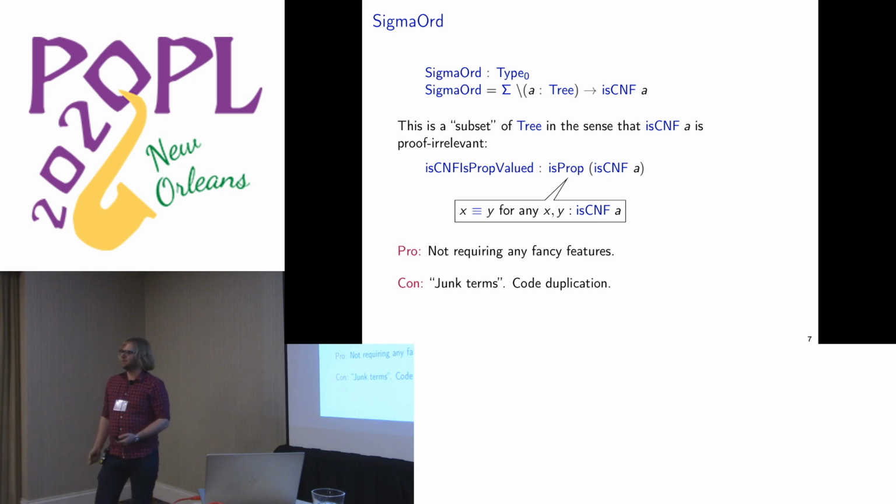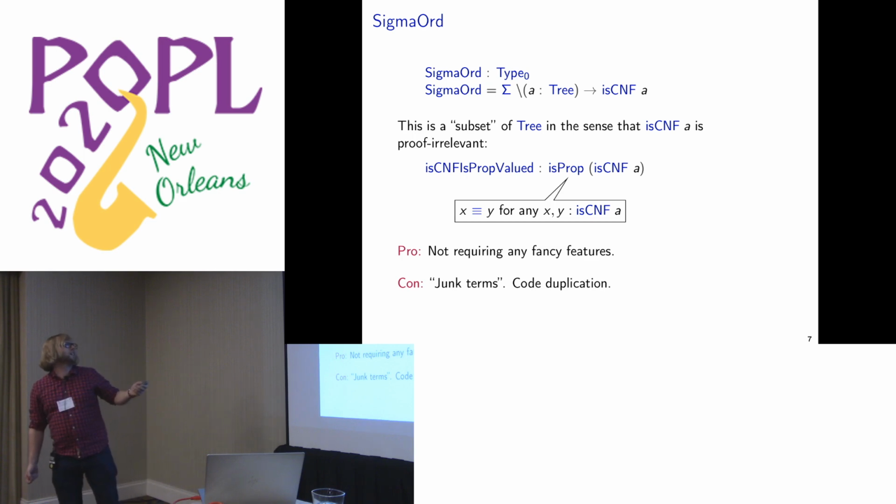Right? And doing this is not completely trivial, because the lemma that you need is usually not directly proving that it's in Cantor normal form. It's something to do with the order. So you have to come up with these lemmas yourself. So wouldn't it be nice if you could not have these junk terms and not have this code duplication?